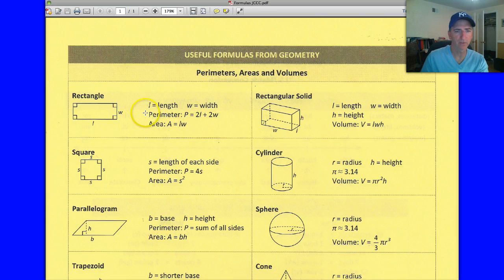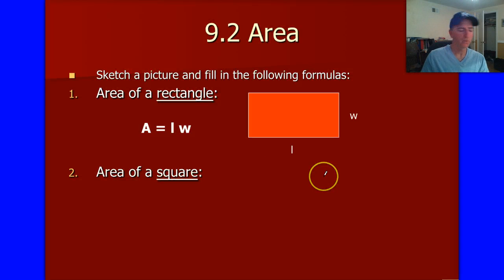Also, there's a formula for the perimeter on your sheet: 2 times the length plus 2 times the width, which you can use, or just add up the sides as well. Okay, one of the things when you're finding area, basically what you're doing is you're finding a two-dimensional space.